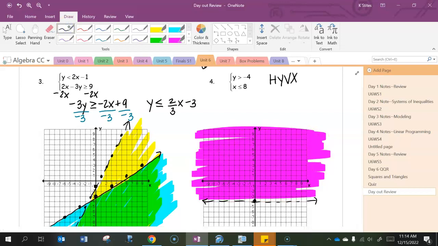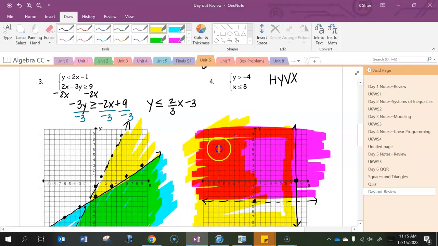This guy, x is less than or equal to 8. x is a vertical. Make sure you're on the x-axis. This is going to be a solid vertical line because of that equal to. And remember, with verticals, we shade a little differently, okay? So greater than, we shade right. Less than, we shade left. So since this is a less than, we're going to shade to the left. And it's where this is becoming red. That would be your feasible region.